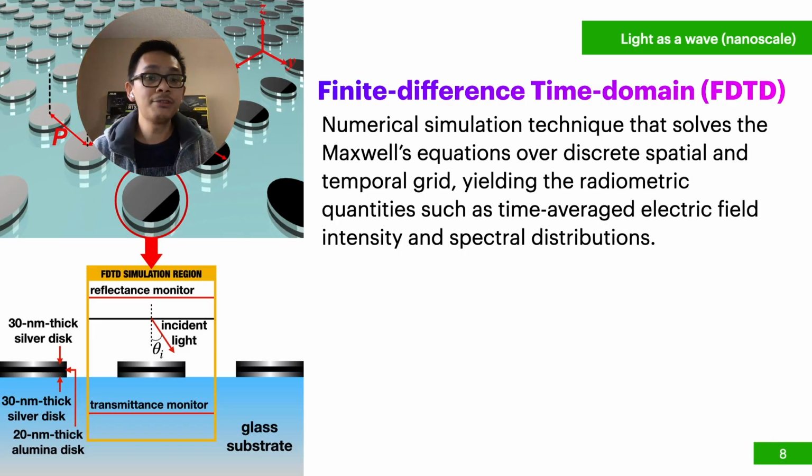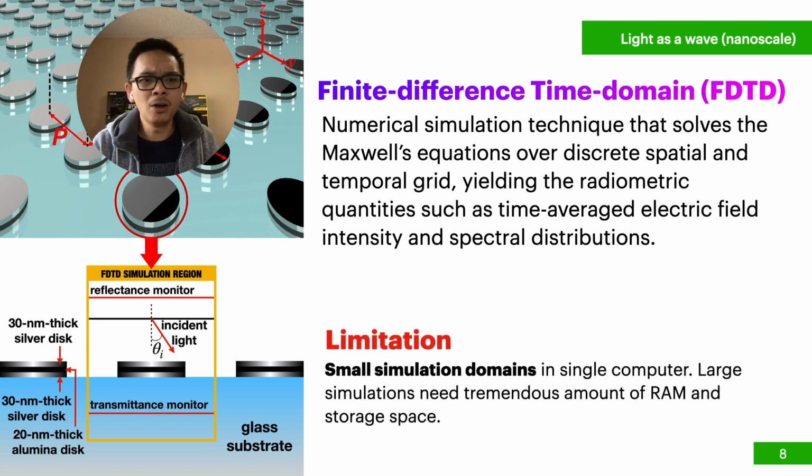The finite difference time domain method is one of the key methods used to solve the Maxwell equations over discrete spatial grids, and it yields radiometric quantities like the time-averaged electric density and the spectral distribution. But the limitation of FDTD is that only small simulations are possible on a single computer, because large simulations require lots of memory as well as storage space.